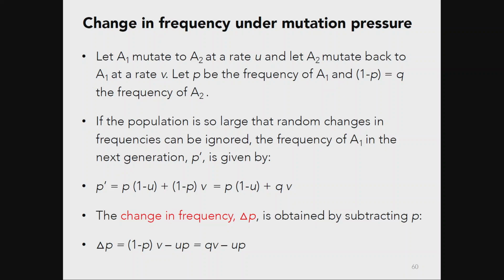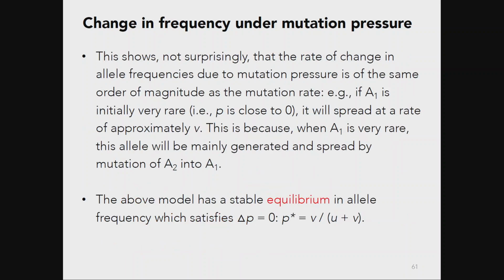And so what I'm left with is a simple expression, which is a function of the two allele frequencies and the two mutation rates. And what this means is that the rate of change in allele frequencies due to mutation pressure is on the same order of magnitude as the mutation rate. That means mutations could change allele frequencies, but mutations are very rare.